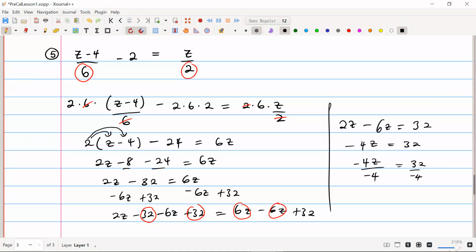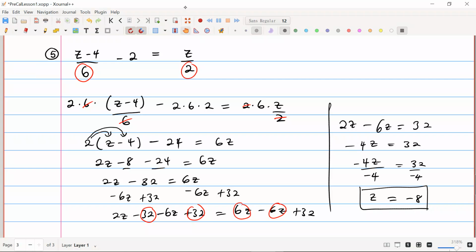Like I said, just divide everything by the term in front of the variable you're looking for. So this is negative 8, and that's going to be your z. Okay, so that's the solution to these problems.